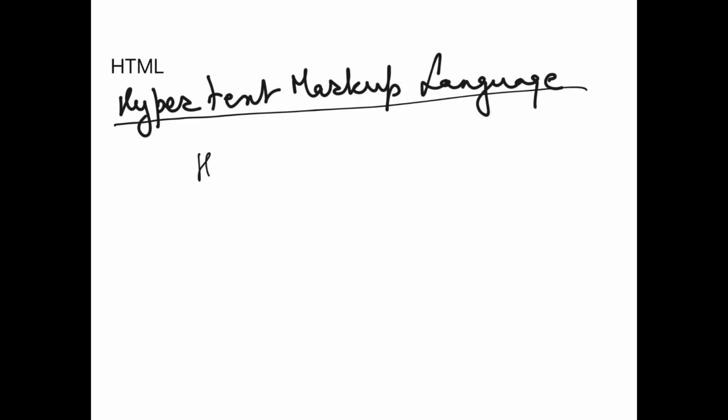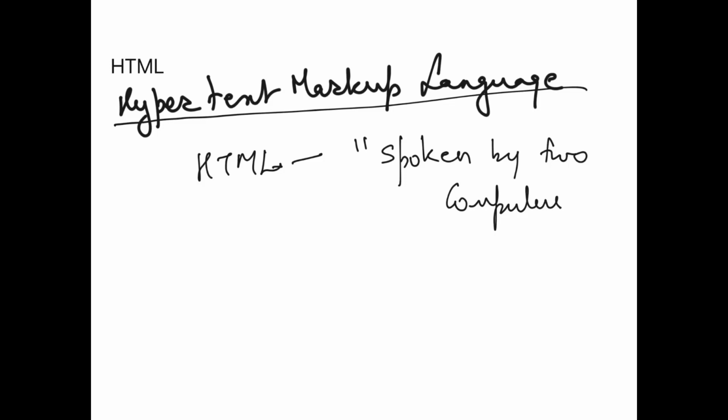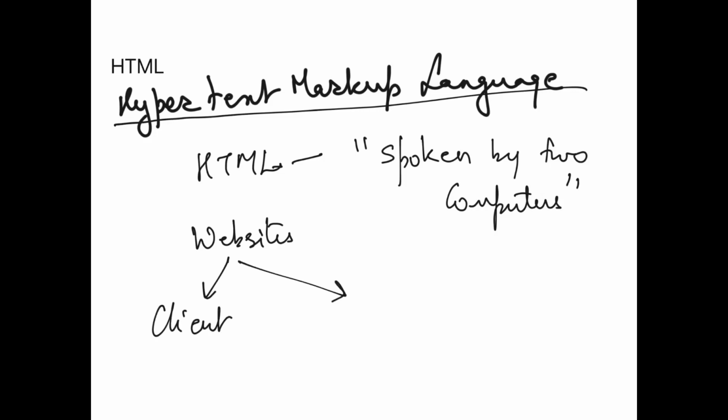Right? So what exactly is HTML? If you have to say it in crisp language, we can say it is spoken by two computers. So this is what we are going to learn about. Now, what are websites? Websites are what they say. Now in websites, we have two important things, right? One is client and the other one is server.